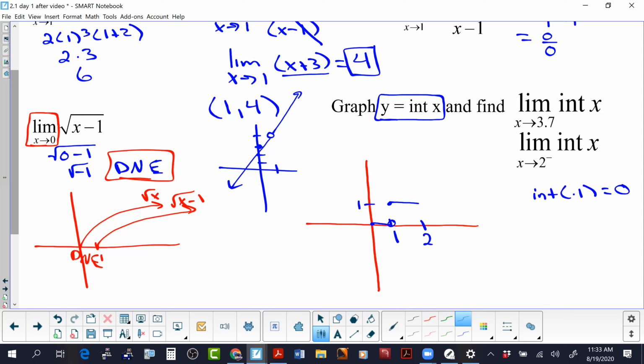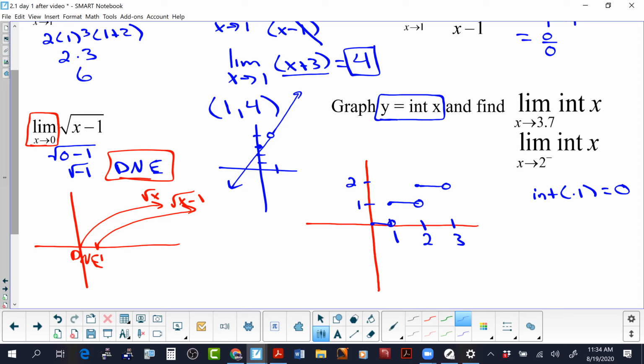Anything between 1 and 2 is 1. 1.3, 1.4, 1.5. The greatest integer of all those values is 1 because you can't go over. It's like The Price is Right. Can't go over. So it's this infinite step function. There's an infinite amount of discontinuities on this graph, which is kind of cool.